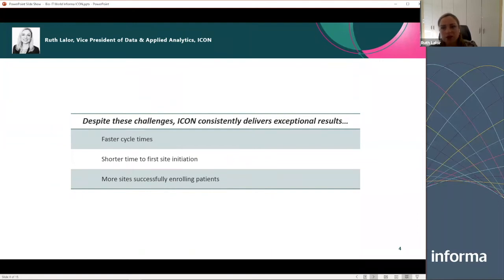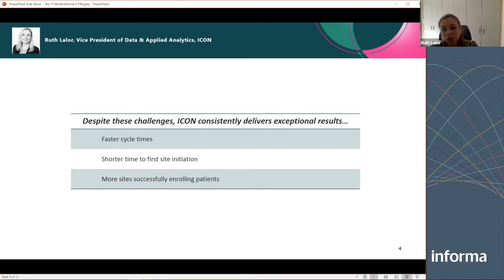So despite these challenges, we have an extremely experienced feasibility team in ICON, and we do consistently deliver above and beyond. And as we compare ourselves to industry, we consistently deliver faster cycle times, particularly when we look at areas like the time to first SIV, the time to getting our sites activated, the time to recruiting patients. Equally, we have been very focused on ensuring that we pick the best sites, quality sites, but also sites that are going to enroll patients.